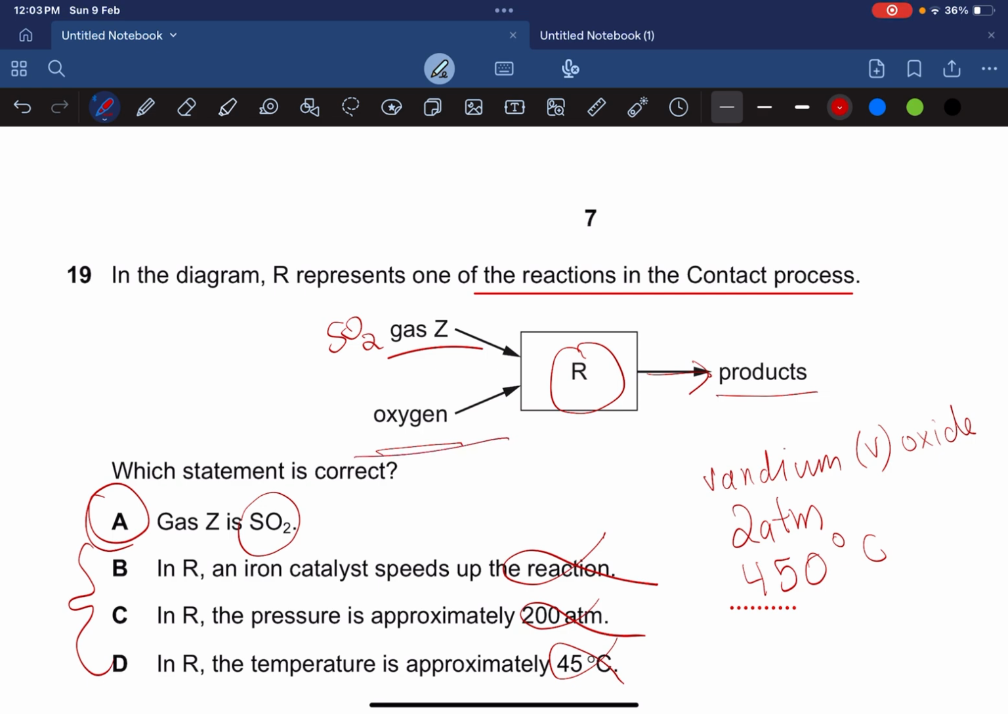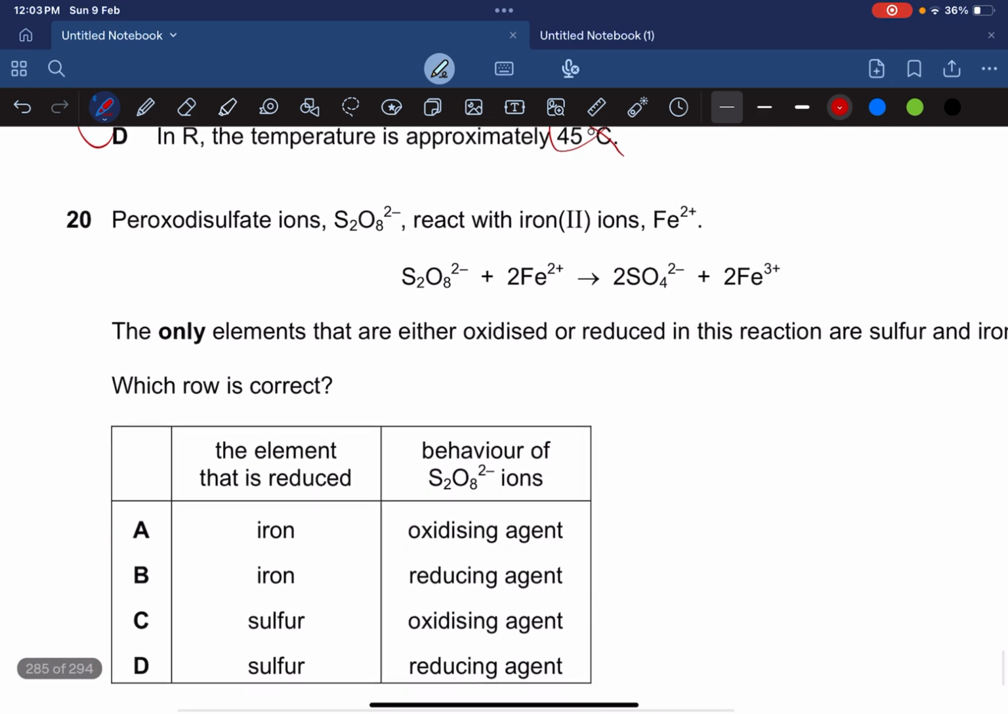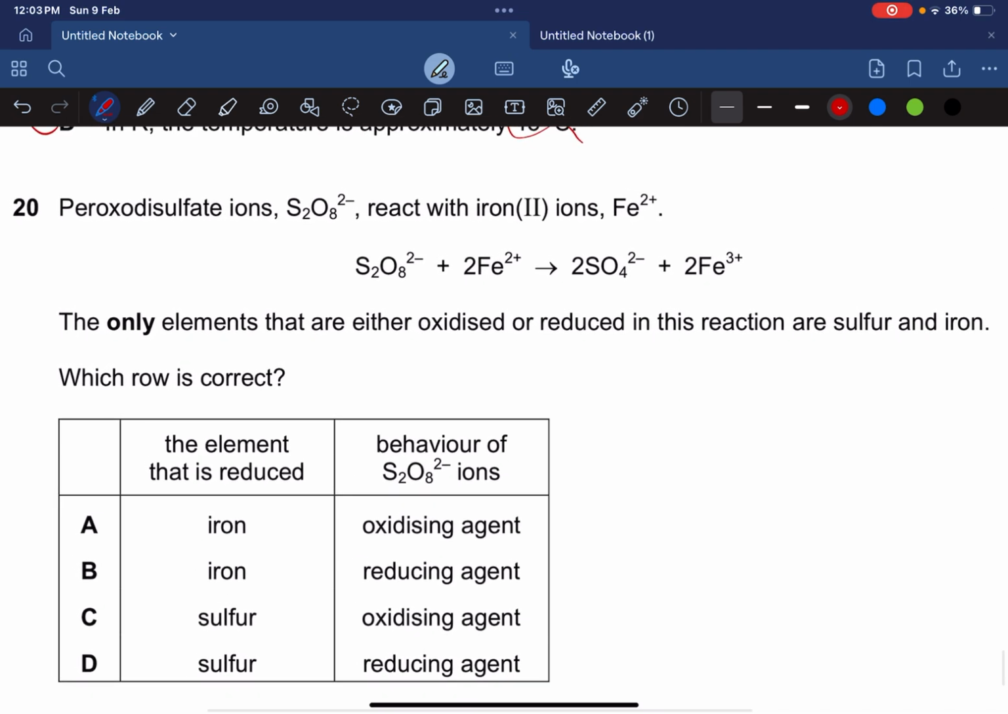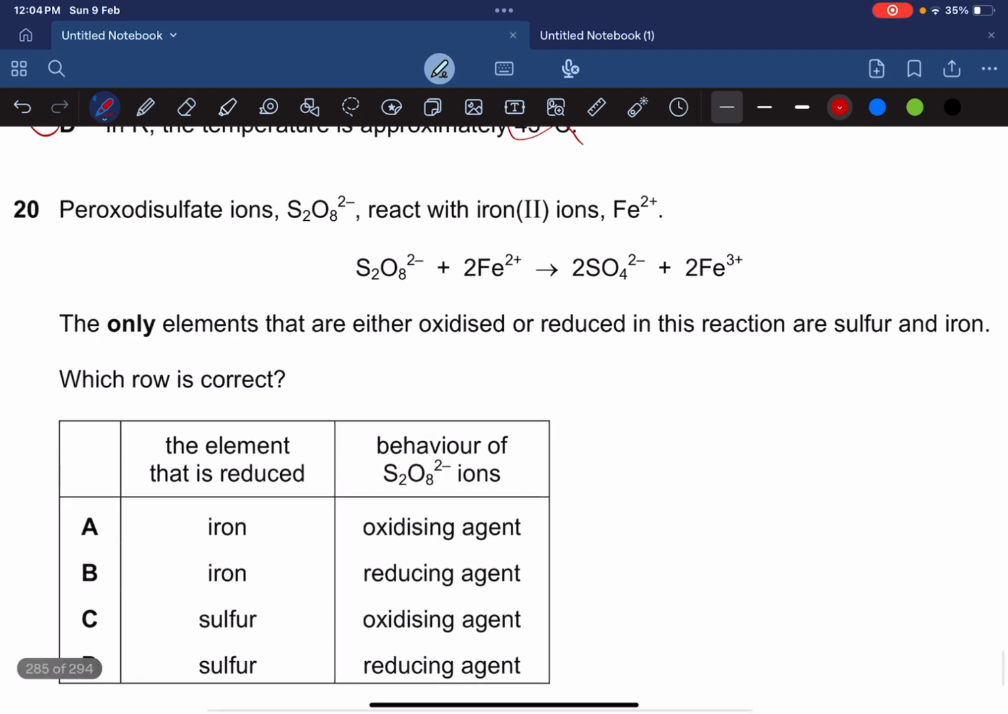Okay, let's move on to MCQ number 20, which is going to be the last MCQ of this video, and we are going to solve the next 20 in the next part of the video. Peroxydisulfate ions react with iron ions. The only elements that are either oxidized or reduced in this reaction are sulfur and iron. Which is correct? The element that is reduced and the behavior of these ions.